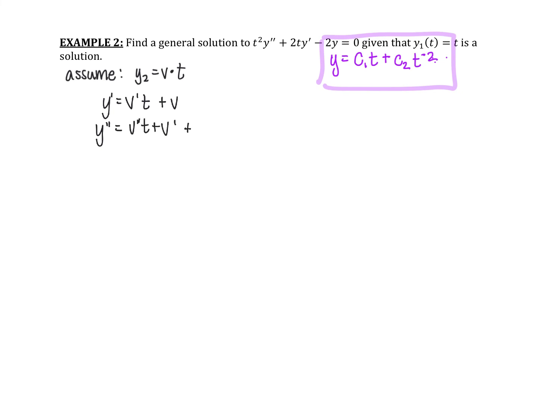Go back to your v equation, before you separate it. You get v double prime t cubed plus 4v prime t squared, because you get a 4 from 2v prime t squared plus 2v prime t squared.